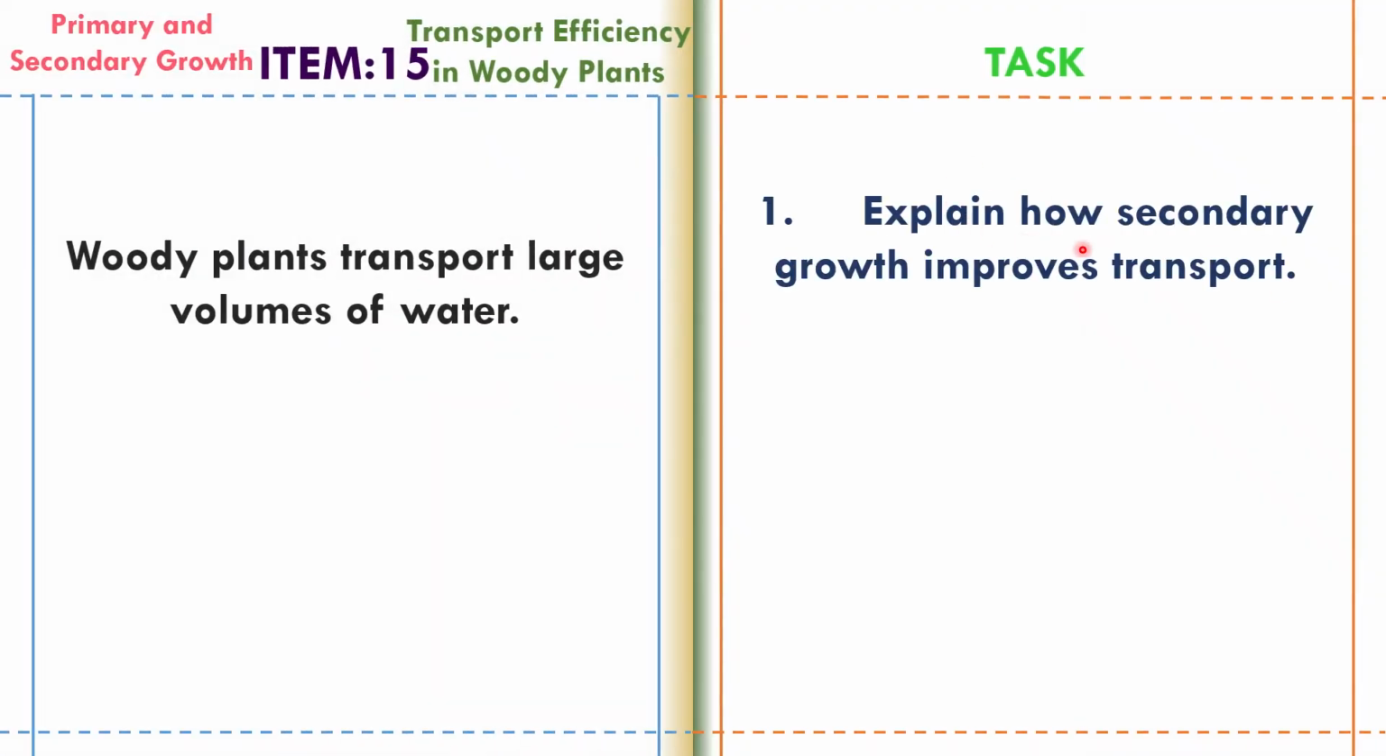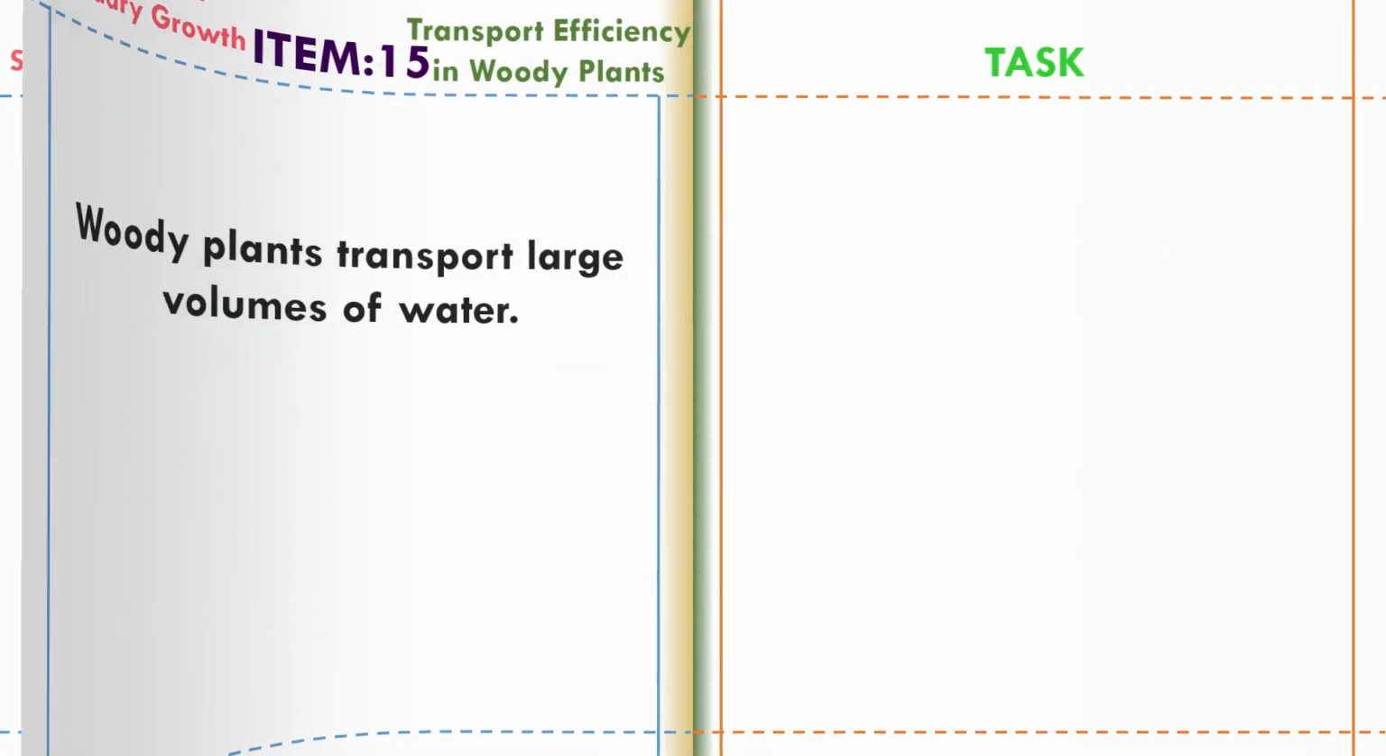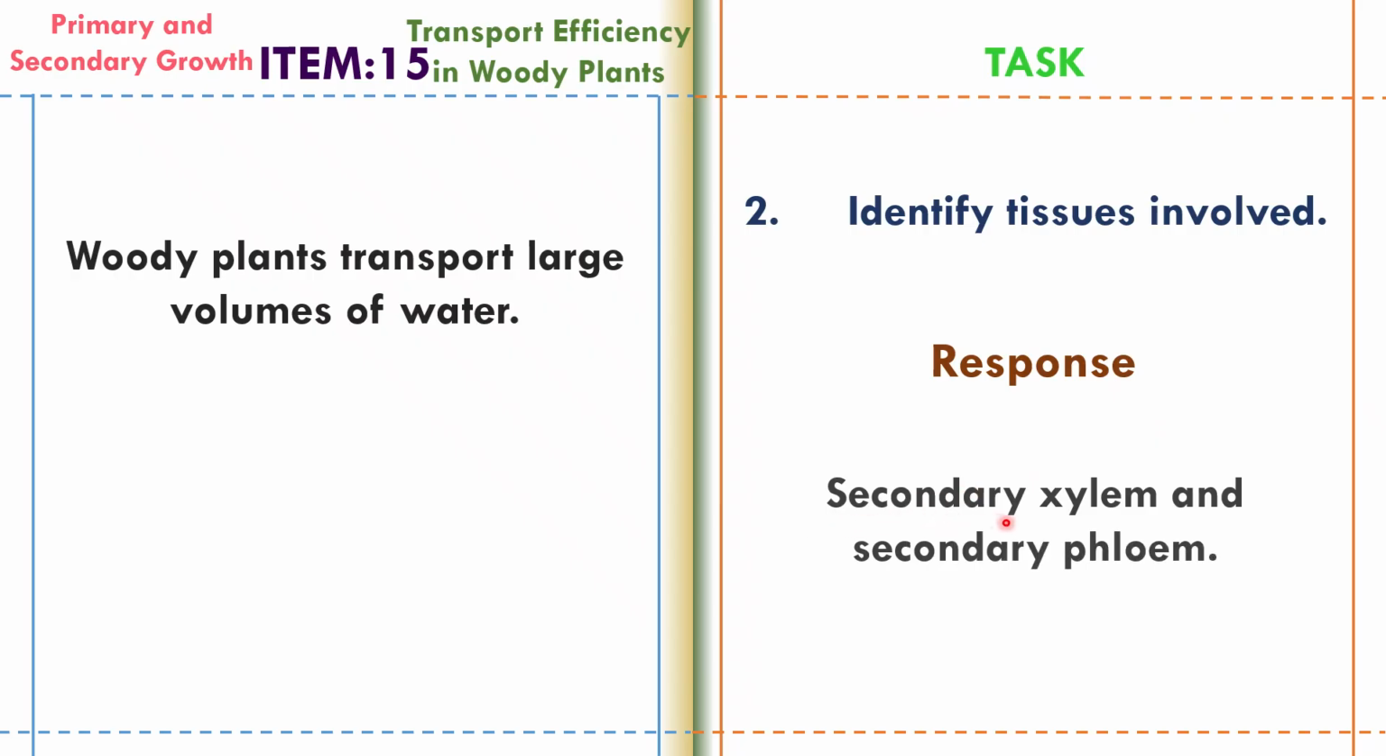Let's start by explaining how secondary growth improves transport. Secondary growth increases the xylem and phloem tissues. Identify the tissues involved: secondary xylem and secondary phloem.